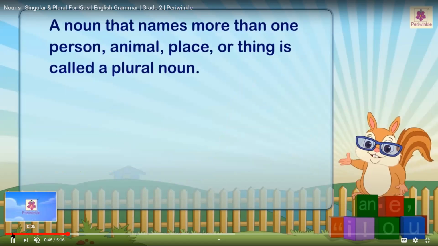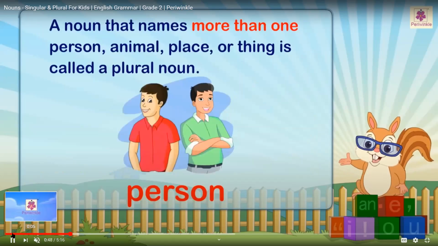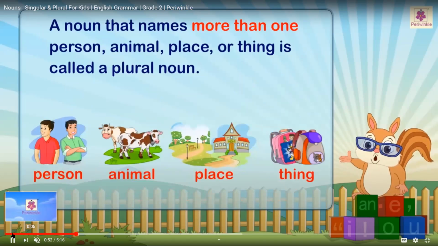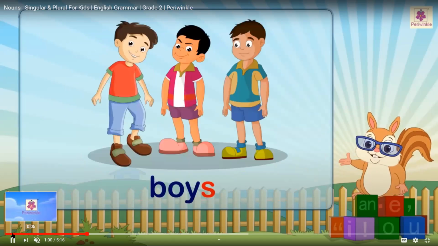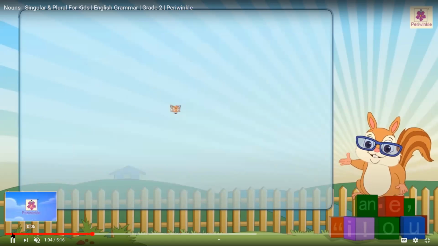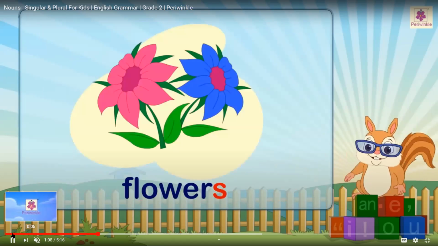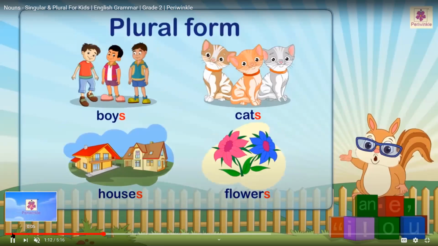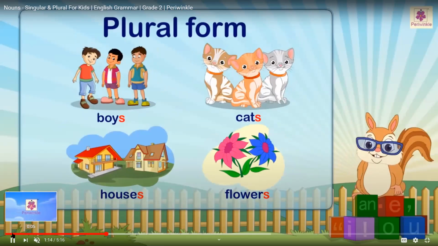A noun that names more than one person, animal, place, or thing is called a plural noun. More than one person, more than one animal, more than one place, or more than one thing is considered a plural noun. Now see, boys, we have just added S: cat, cats; house, houses; flower, flowers. So this is a simple thing we learned in the previous class.